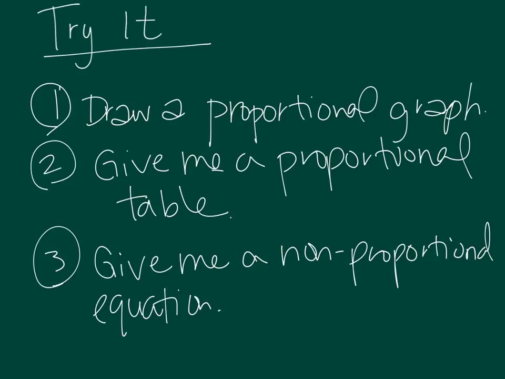Alright, here's my try it. I want the first one to be, just draw me a graph that's proportional. 2, give me a proportional table. So give me a table that's proportional, where all the ratios are equivalent. And 3, give me an example of a non-proportional equation, where it has a y-intercept of something other than 0.